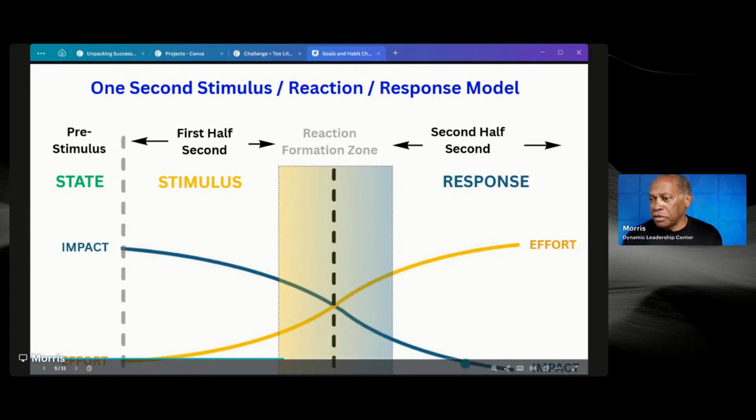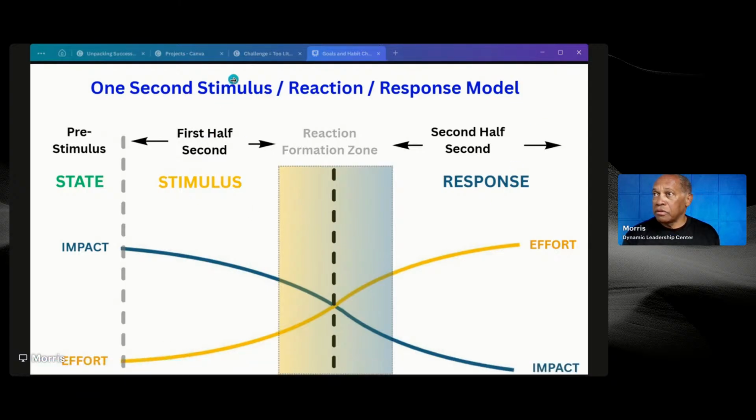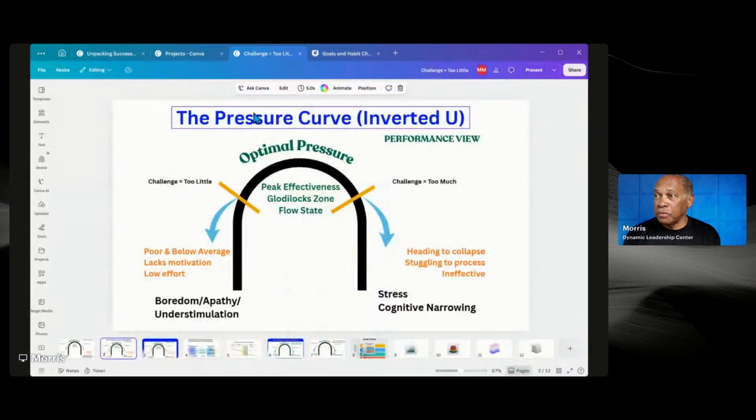I want to pull up another slide. It's not there. Let's pull up this one.